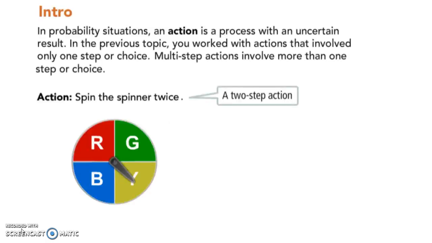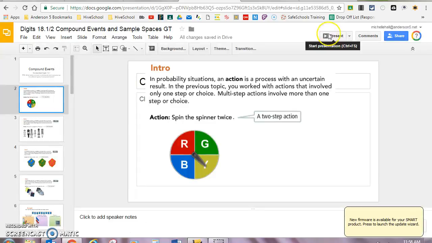All right, first, we have already defined action. You already have action's definition in your notes, but let's just review that in probability situations, an action is a process with an uncertain result. In the previous topic, which is what we've done so far in this unit, you worked with actions that involved only one step or choice. I want you to write down this very last sentence. Multi-step actions involve more than one step or choice. So underline just that last sentence because this is our new piece of information.